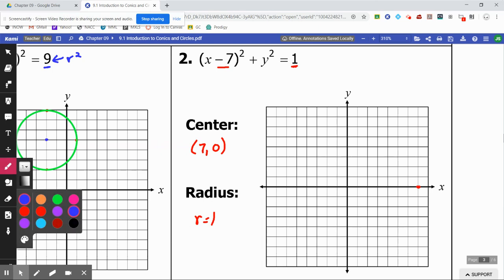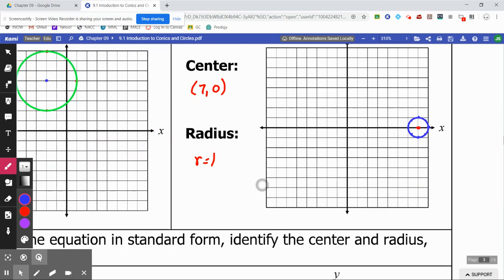So the points on your circle would be right 1, left 1, down 1, up 1. And you can go diagonal 1, but you can't hardly tell where that would be. It'd be somewhere right in here, if you went diagonal the same amount. So that would be your circle, and here's what it would look like.